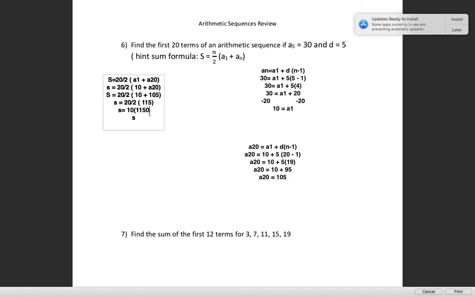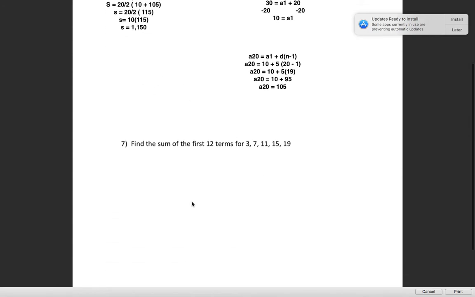And our last thing, we just got to plug that in. What is 115 times 10? Let's punch that in. 115 times 10 is 1,150. So the sum of all of the first 20 terms of this sequence, just from these 3 pieces of information, we were able to get all of this, okay?